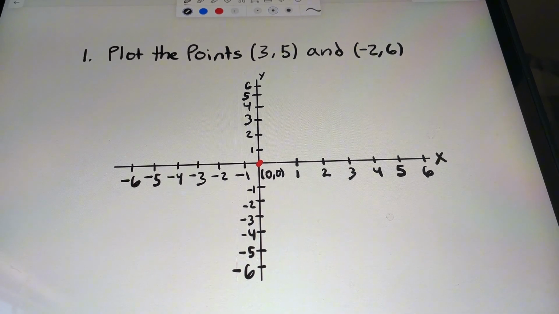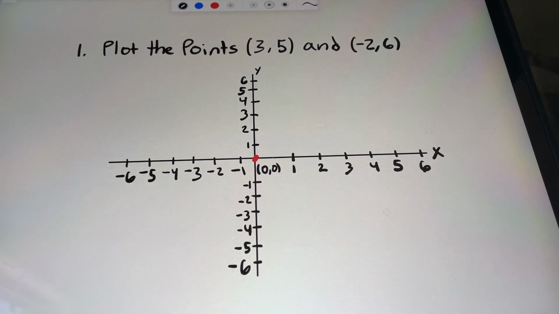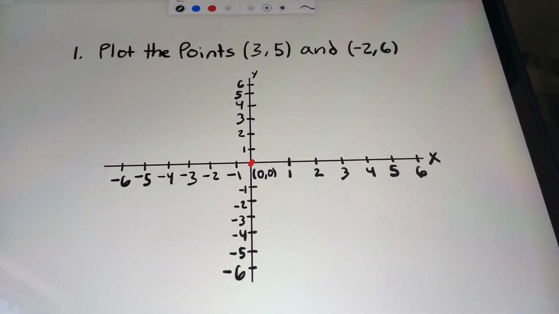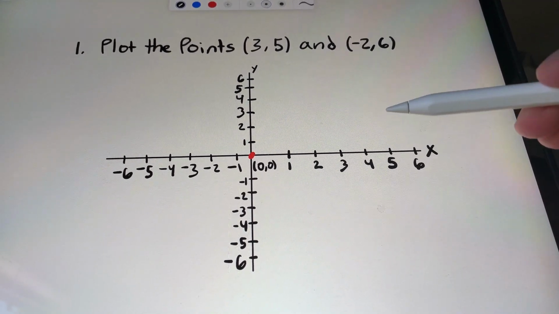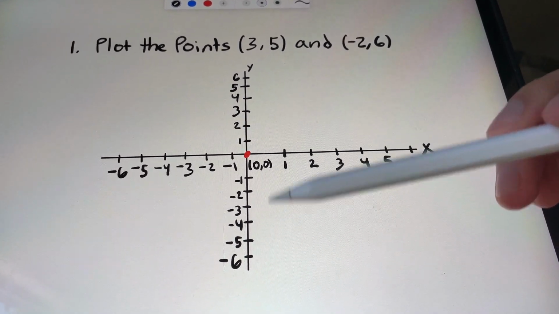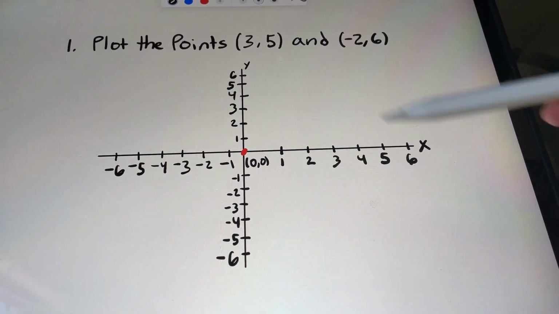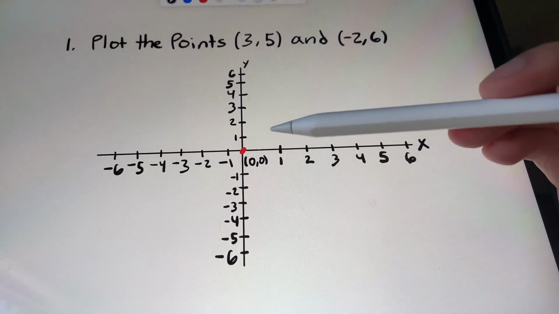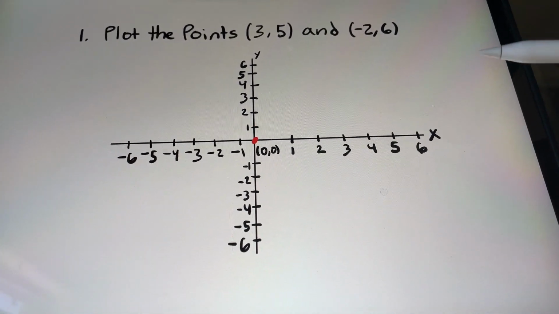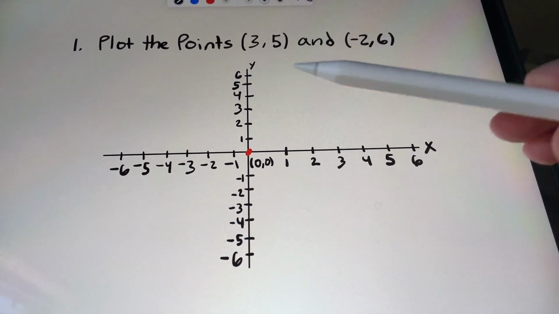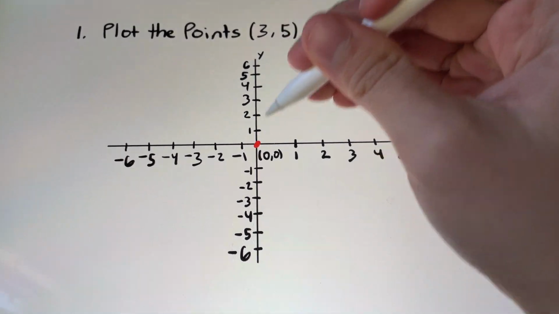Alright, so here's how you do number 1, which states plot the points 3, 5 and negative 2, 6. Here I've drawn the XY plane and already labeled my X and Y axes, and the origin 0, 0. To first plot the point 3, 5, I'm going to start at the origin.